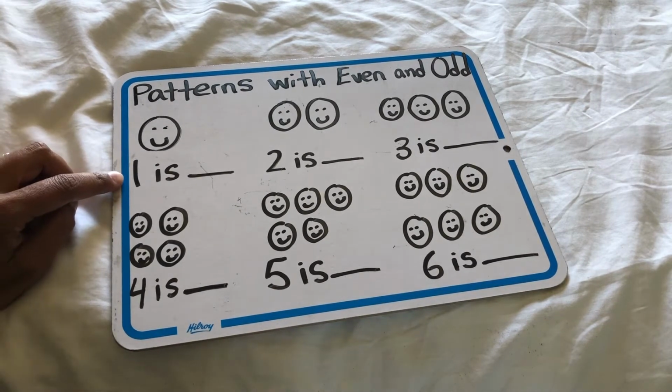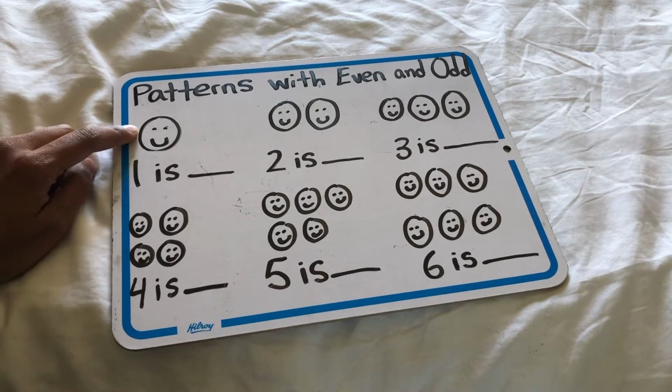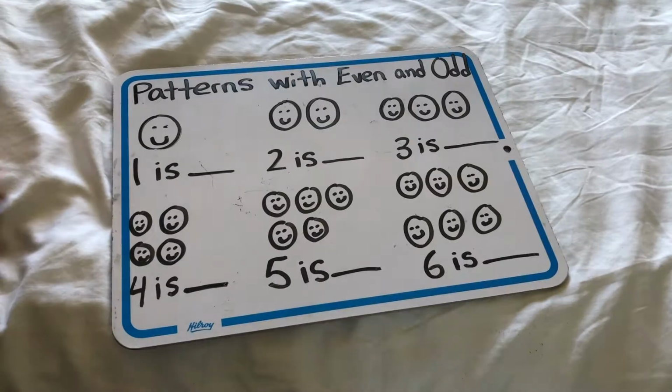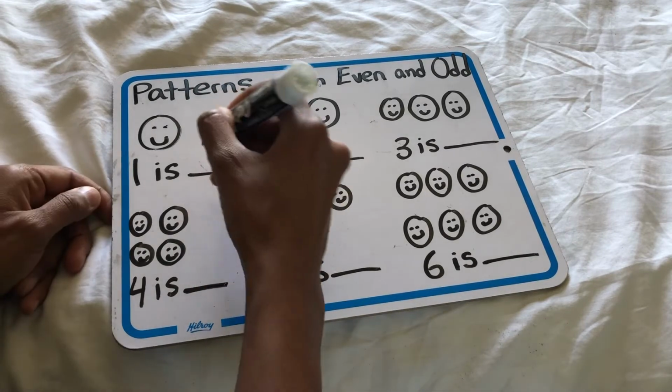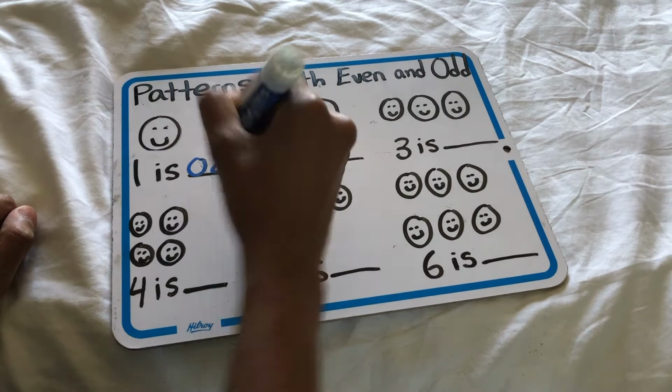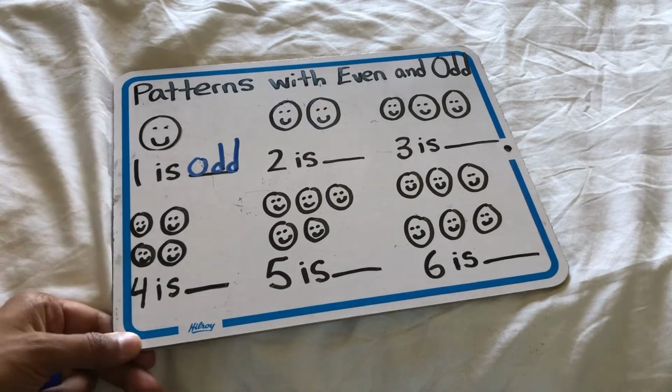Here I have the number 1. 1 is all by himself, so lonely. So is 1 even or odd? 1 is odd. There's no other smiley face for it to be paired with. So I'm going to write odd. Let's look at the next number.